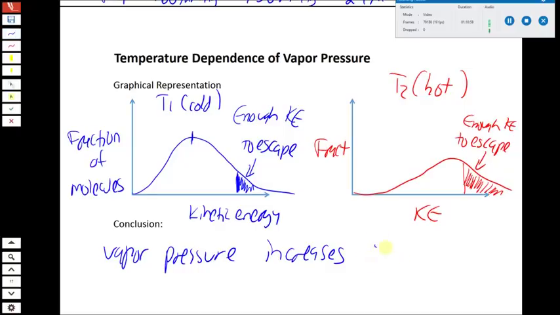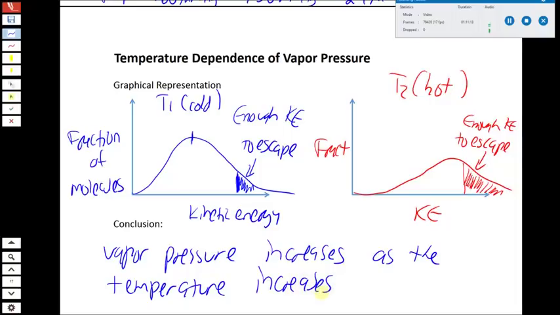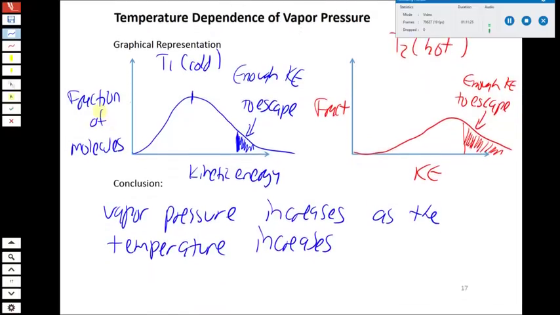Let's just say it more clearly than this. Vapor pressure increases as the temperature increases. This is going to be true for any substance. As you increase the temperature, the vapor pressure increases. That's the relationship, and it's because we're changing the distribution of kinetic energies, the distribution of molecular speed. At the higher temperature, more molecules can escape the surface and get into the gas phase.